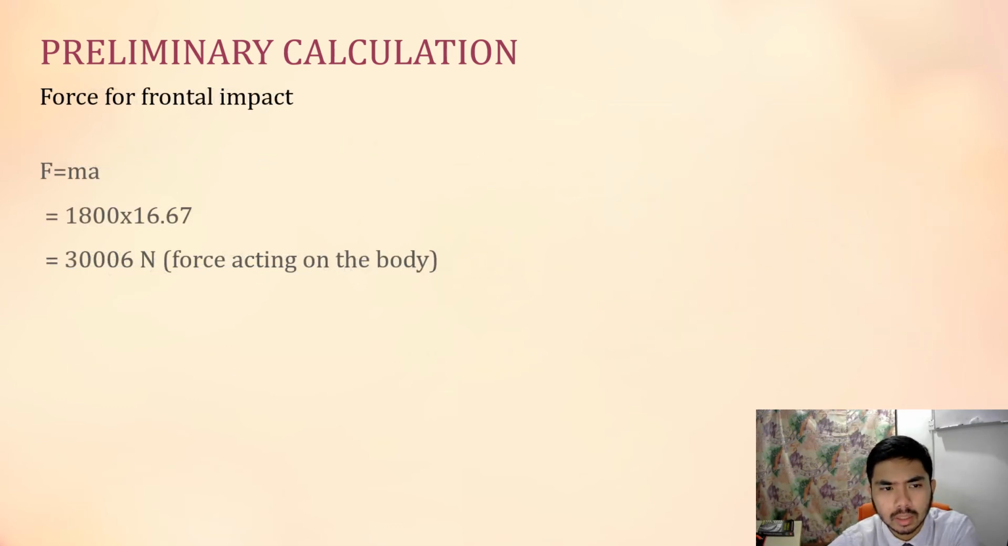And here is the preliminary calculation of force for frontal impact. You know the formula of force is F equals ma. We already know the mass of the car, and acceleration is the assumption by us, which is 16.67 meters per second squared. So the value of the force is 30 kilonewton. So this calculation will be used in the ANSYS software. So we will apply the force at the front and we assign the fixed support at the rear of the chassis.